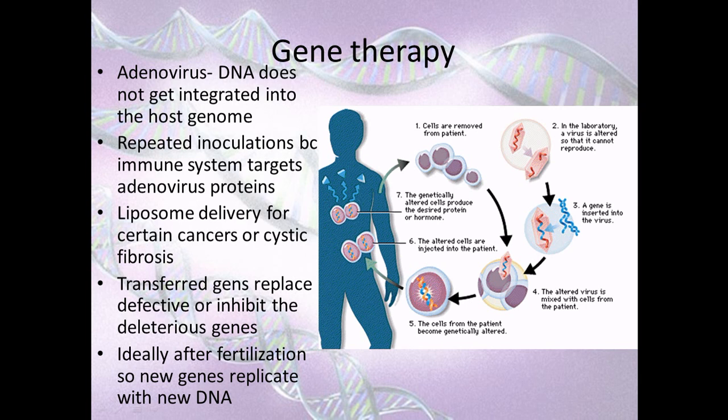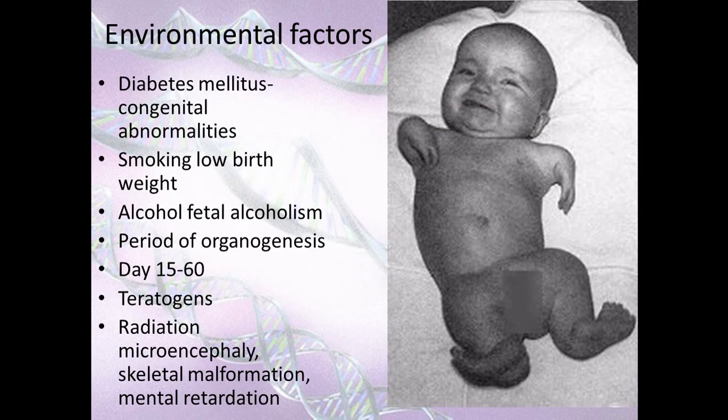So another problem that happens right here: environmental factors. Things like diabetes during pregnancy. And you already know that diabetes can cause things like abnormal weight in babies, giving big fat babies. Smoking can cause it. Smoking causes low birth weights. Okay. Fetal alcohol syndrome. This is actually a picture of a thalidomide baby.